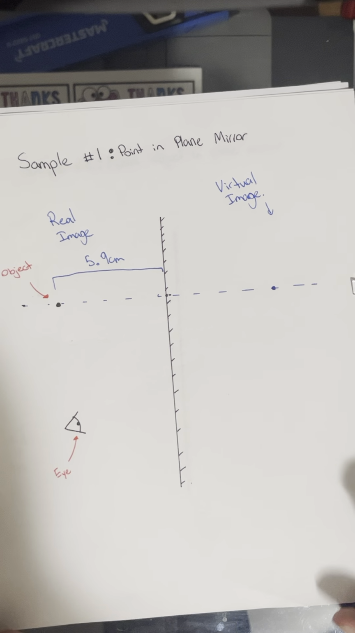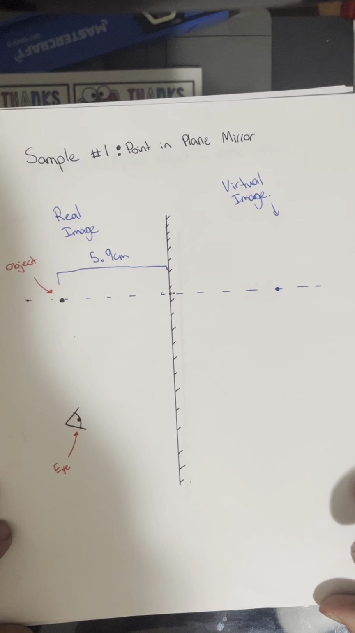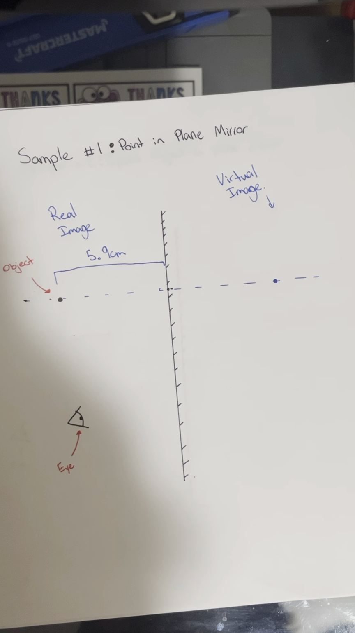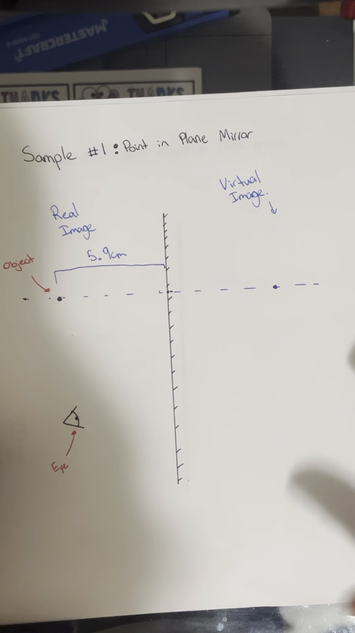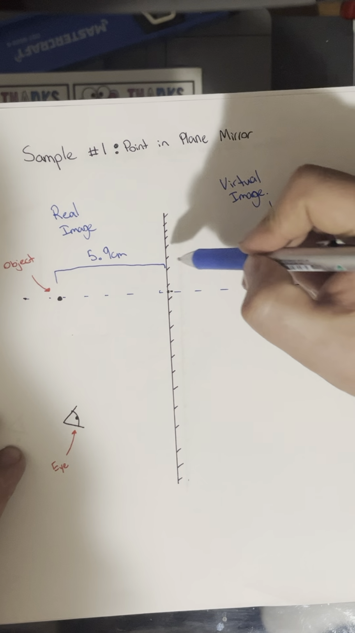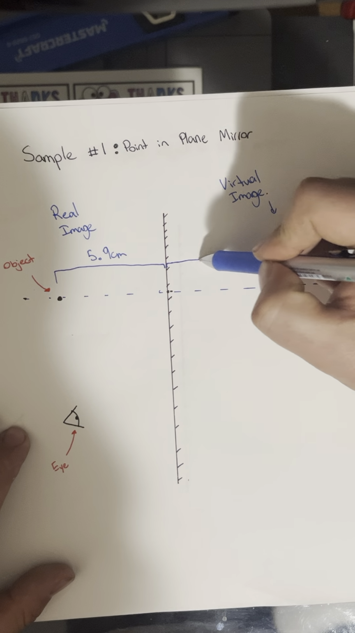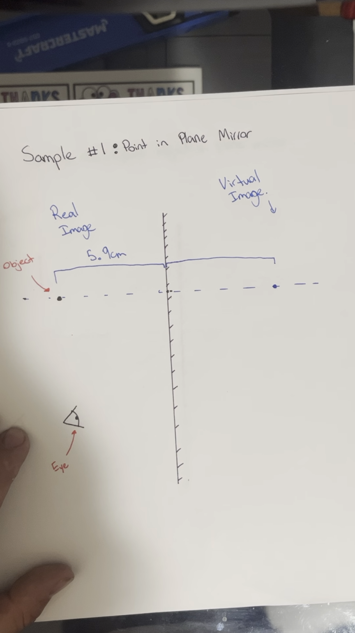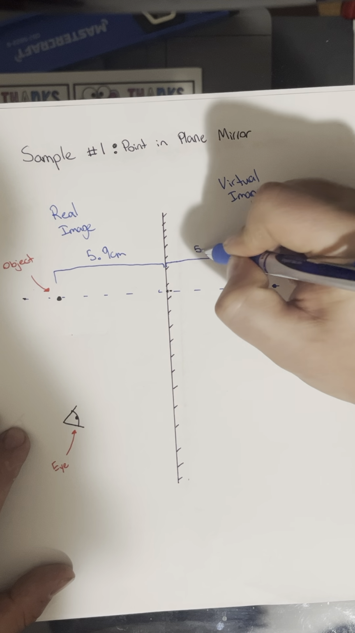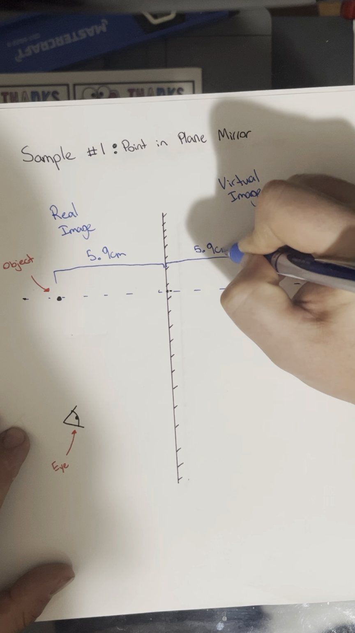Anything that is being shown in a plane mirror is going to be a virtual image. It is never going to appear that the image is on the same side of the mirror as the object. It is always what we call our virtual image. And again, it is going to be the exact same distance from the mirror as our object is in real life. So that would also be 5.9 centimeters.